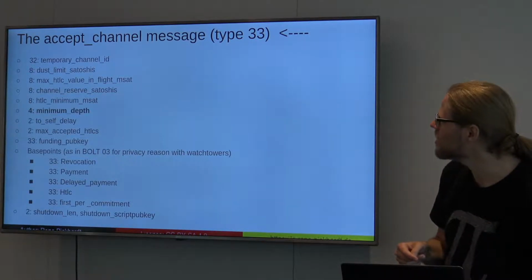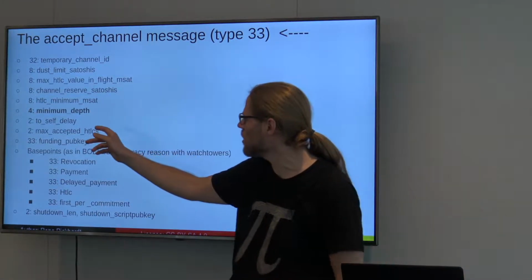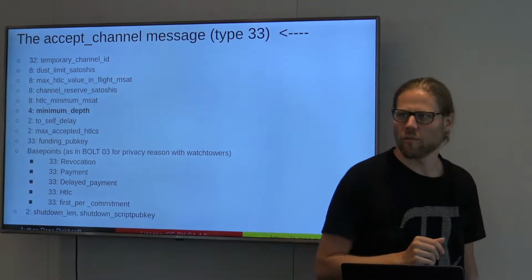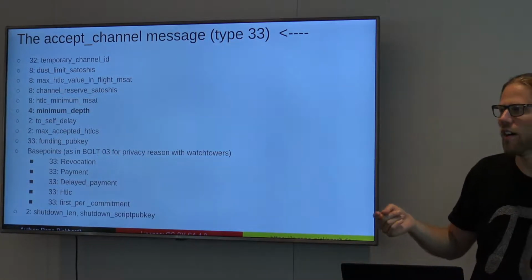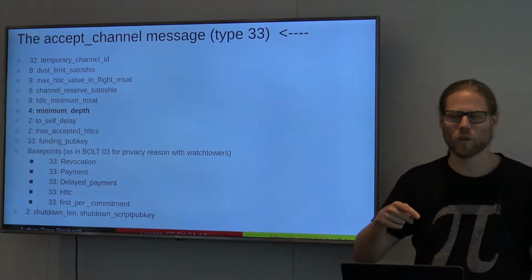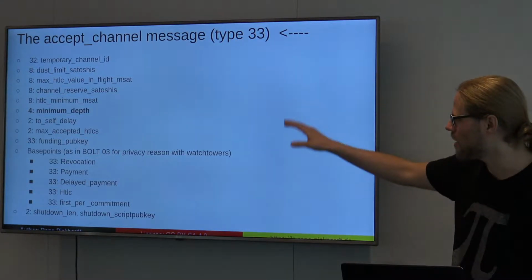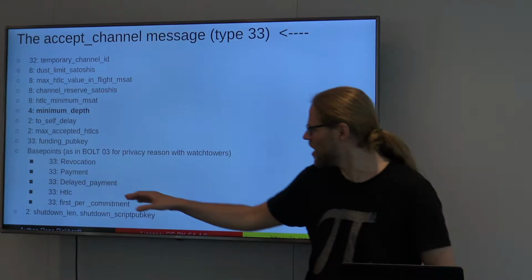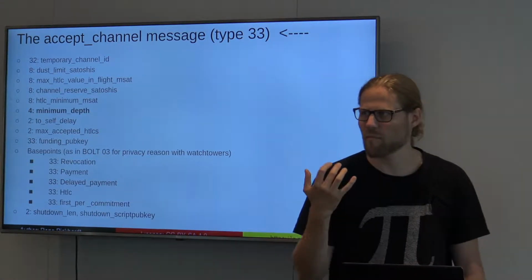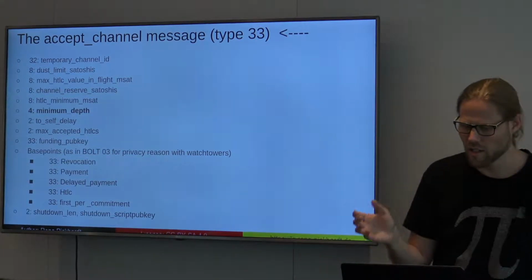And what you can see is that most of the data values are the same. And I think the only difference here is the minimum depth, which means how long the funding transaction should be confirmed before I make the channel operational with you. All the other values are not the same data, right? The revocation base point and so on is obviously different, but it's the same type of data that is being sent back. So basically these messages are very similar.